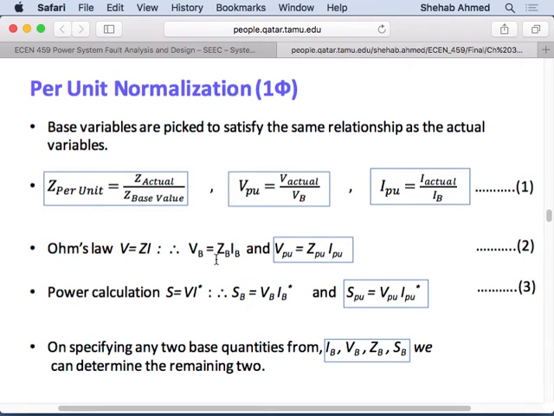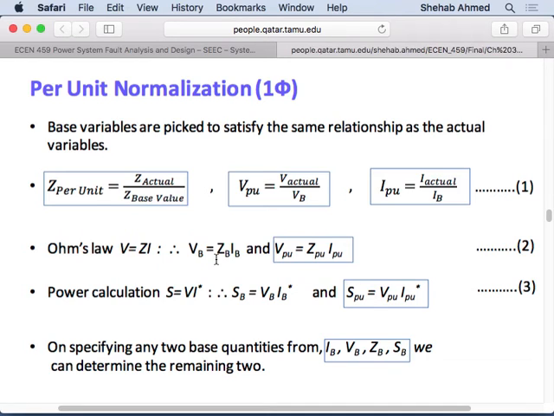Remember what I said: we will choose 2 and solve for the others. We will choose a power base, and that will not change around the system. A power base is going to be consistent. Say I have a power base of 20 kVA. This will be chosen based on maybe the highest rating of equipment in the system or the average rating of components in the system. It's a number. There's no wrong answer, guys. There's no wrong base to choose.